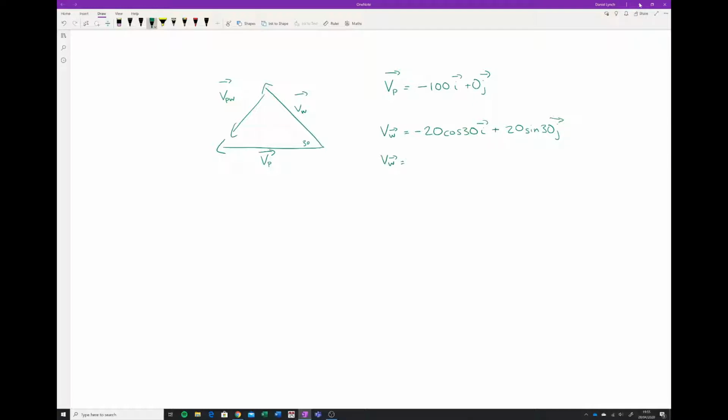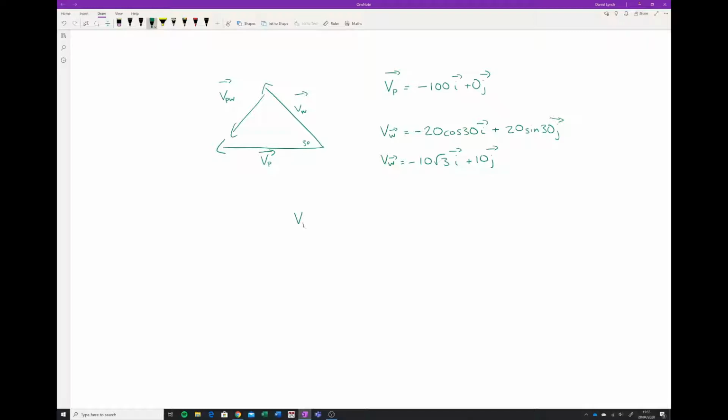So if we just tap that into a calculator, I think that's root 3 over 2, so I think that's going to be minus 10 root 3i. Just check that. 20 cos 30. Yeah, minus 10 root 3i, and it's going up. So that's a half, so 10j's is what it's going to be going. And it's asking us there about what's the maximum speed of the airplane in still air.